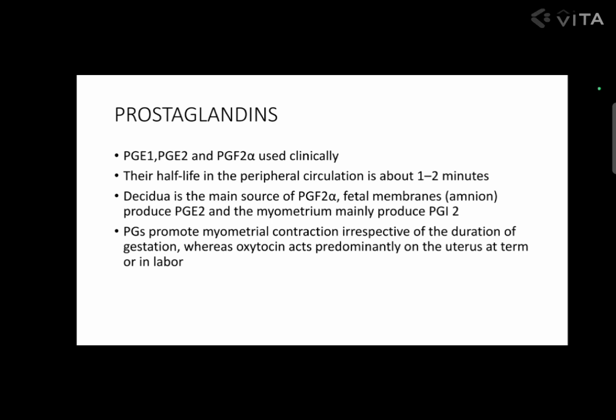So what it is going to do is precipitate labor by prompting myometrial contractions irrespective of the gestational age, whereas oxytocin acts predominantly over the uterus at term or in labor. But mostly it depends on the duration of the gestation and when to act, which prostaglandin to act, everything it depends. From where these prostaglandins within our body are produced, the decidua is the main source.